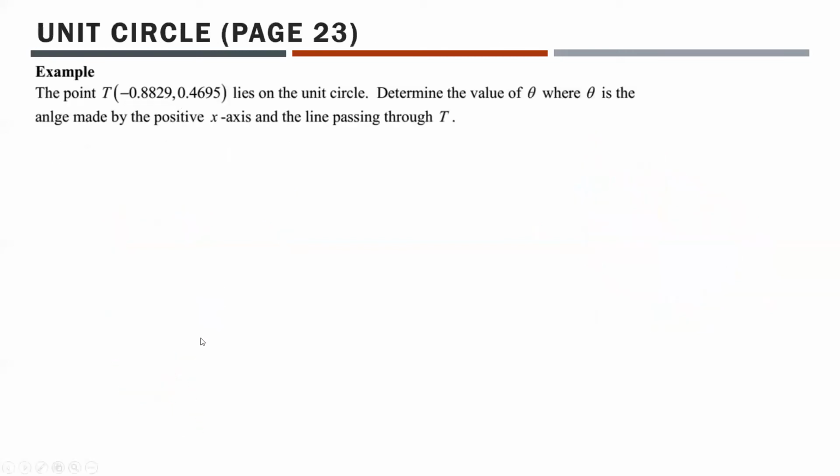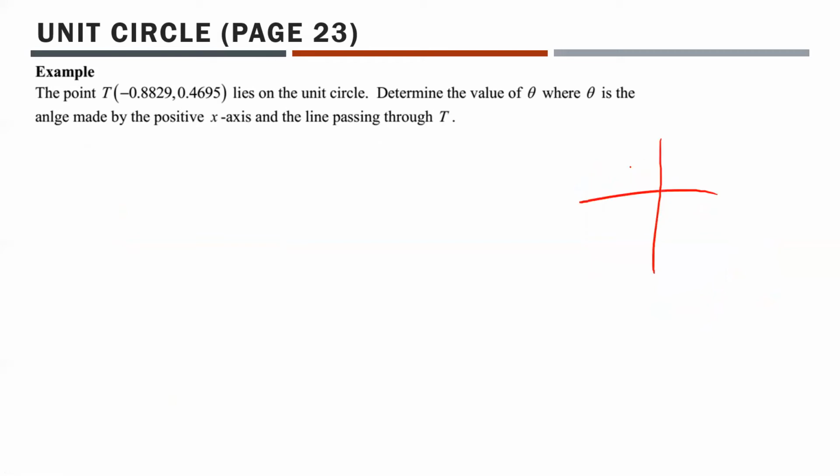Perfect. Moving on. Last question here. The point T, which is some really awkward decimals there, lies in the unit circle. Determine the value of theta, where theta is the angle. It's supposed to be angle, of course, made by the positive x-axis and the line passing through T.